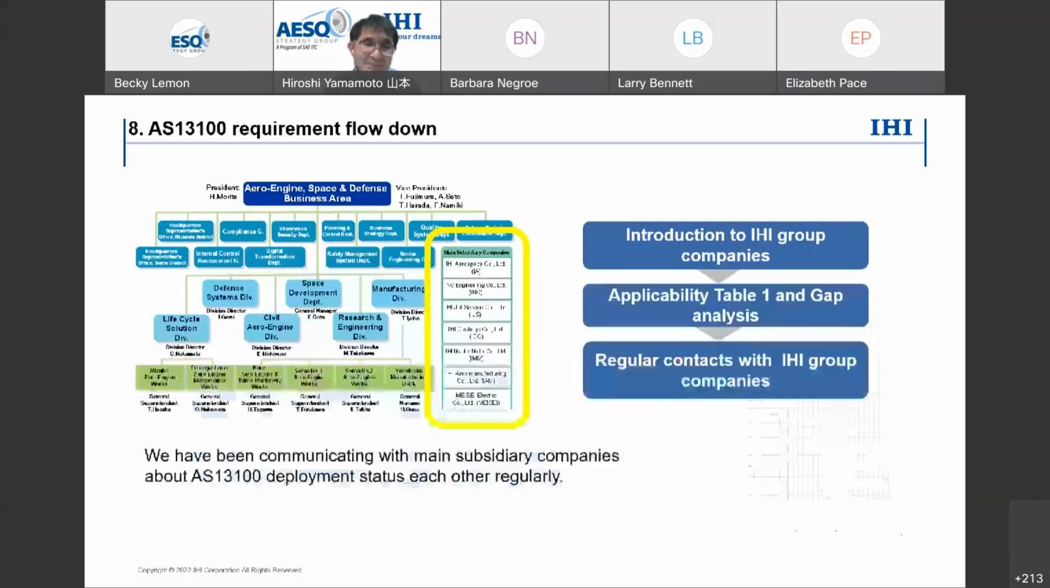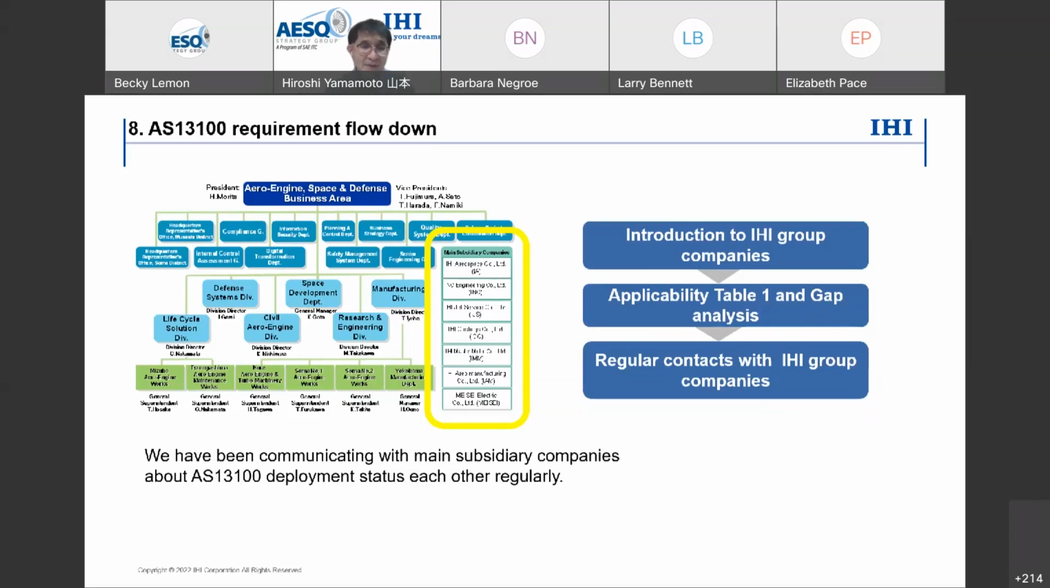Next slide, please. This is, I think, the end of the charts of my presentation. Anyway, we are now cascading the requirements of AS13100 down to the supply chain. At first, we cascade to the supply chain of our group company.